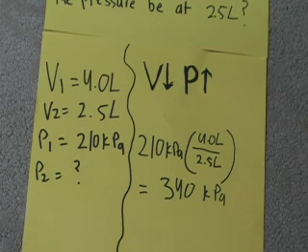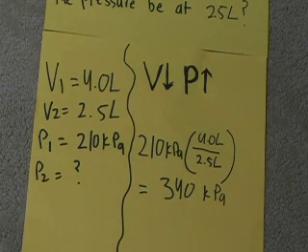The initial volume is 4.0 liters, and the final volume is 2.5 liters. The initial pressure is 210 kilopascals, and we're trying to find the final pressure. Since in this equation, volume is going down, pressure will go up. So you multiply 210 kilopascals by the division of 4.0 liters by 2.5 liters, and the answer is 340 kilopascals.